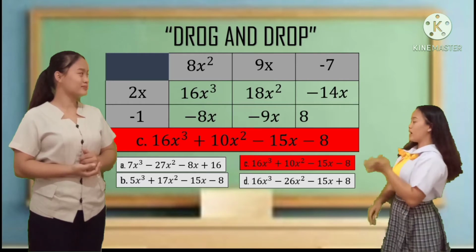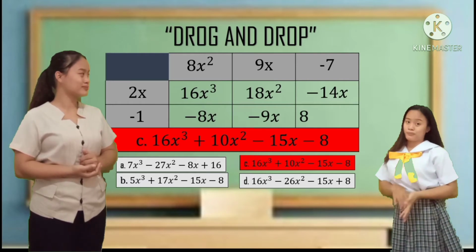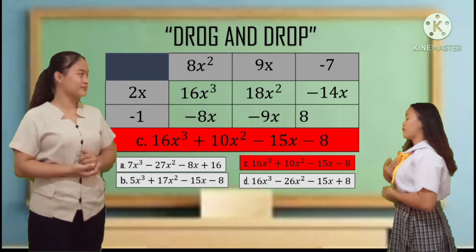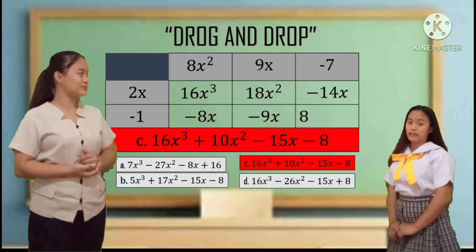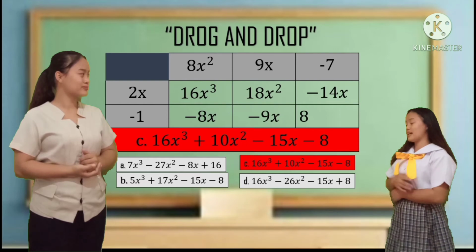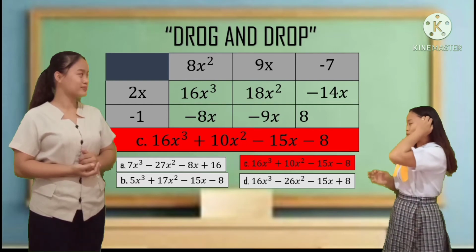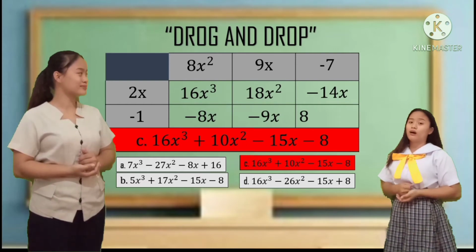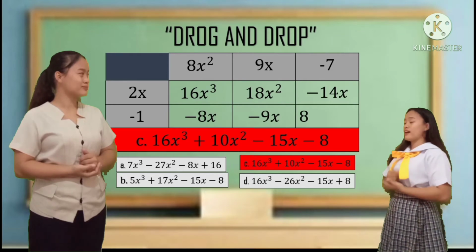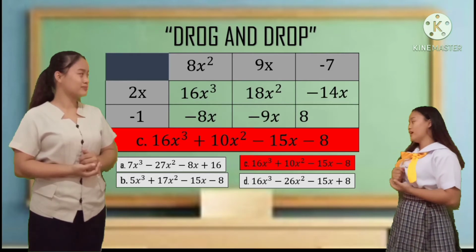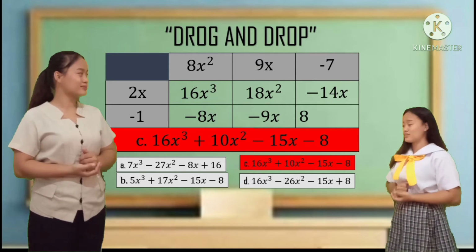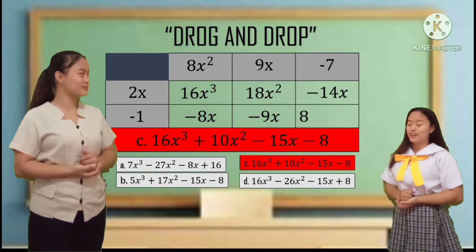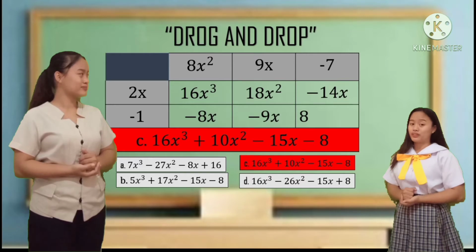So, ma'am, we also use distributive property here. So, our problem is 2x minus 1 multiplied by 8x squared plus 9x minus 7. So, we come up with multiplying 2x to 8x squared plus 9x minus 7. So, we come up with 16x cubed plus 18x squared and negative 14x.